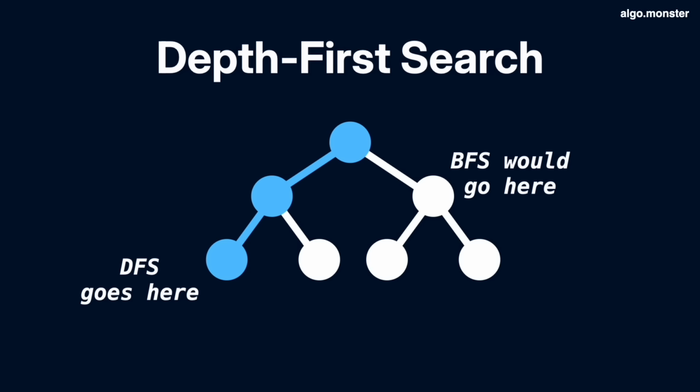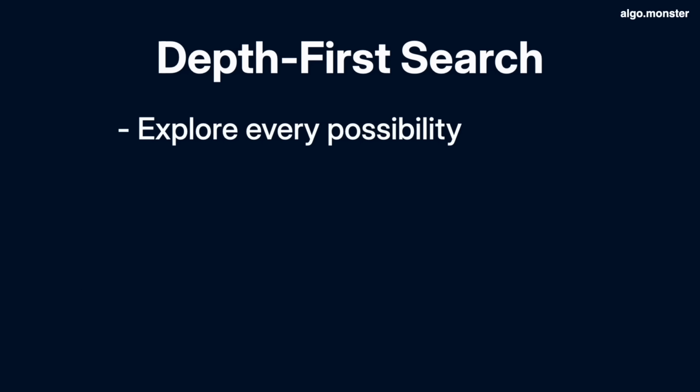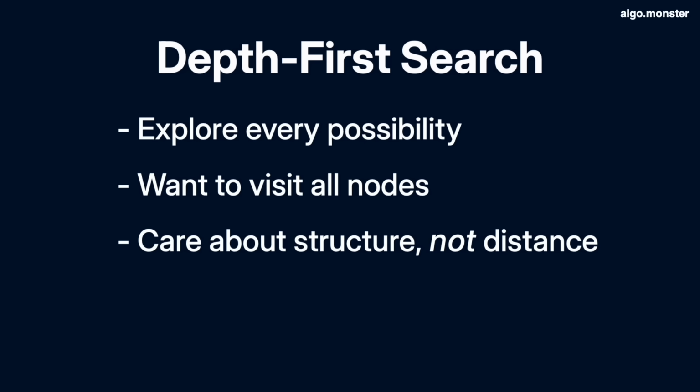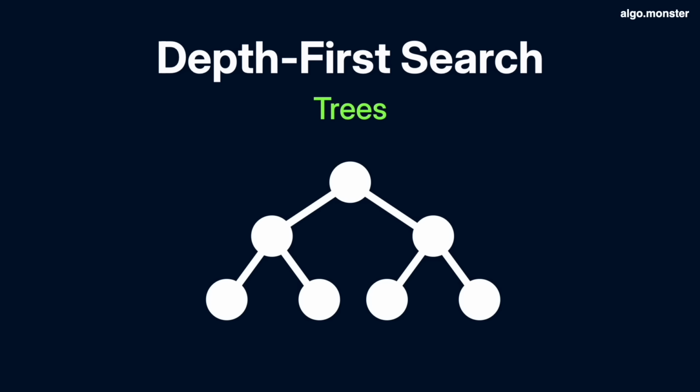DFS is used in problems where you need to explore every possibility. You want to visit all nodes, possibly in a specific order. You care about structure, not distance, like whether something exists, not how close it is. DFS is often implemented recursively, using the call stack to manage where you are in the structure. In some cases, it can also be done iteratively with an explicit stack, but recursion is more common in interviews and easier to read. Let's look at how it plays out, starting with trees.